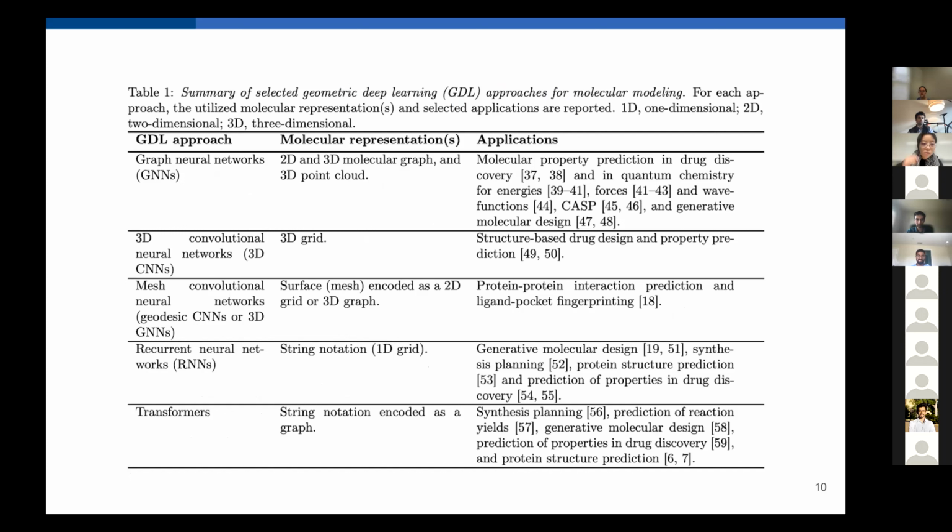So here is a summarizing table that the paper presented. It includes the 4 types of molecular representations that we just went over, as well as the typical geometric deep learning approaches and applications associated with these representations. Since this paper is a review article, it provides a large number of cool examples and great references to different methods and applications. So if you're interested, you can definitely go to the paper and then look at the particular references.